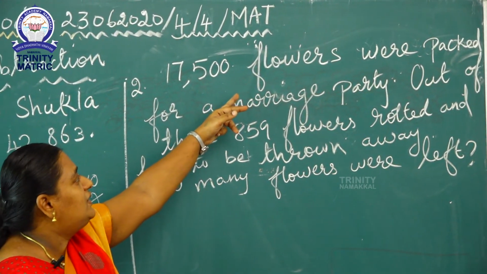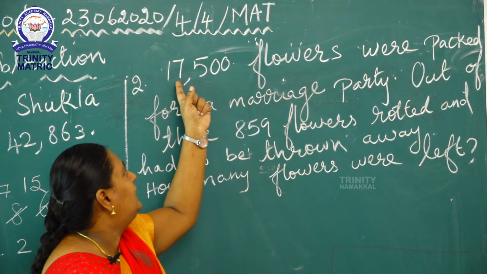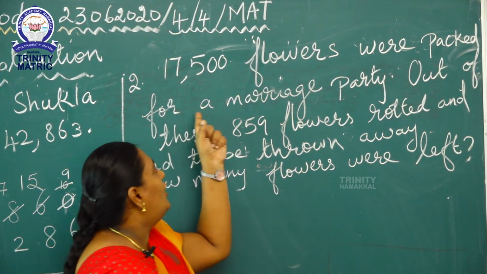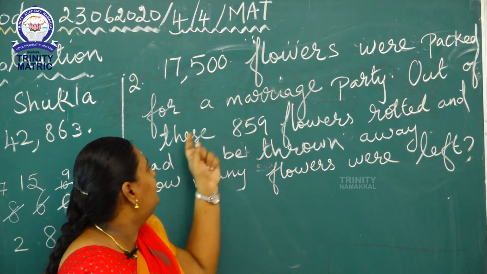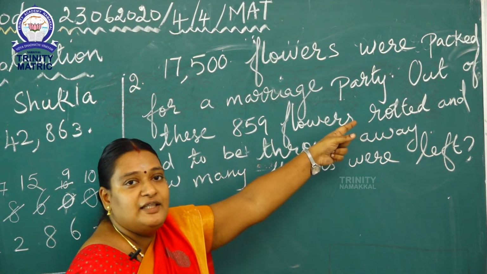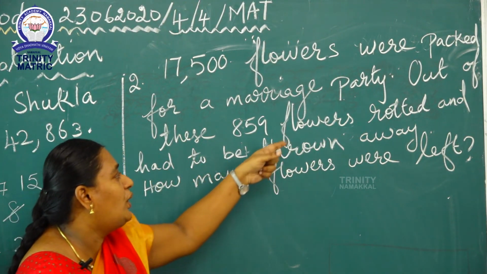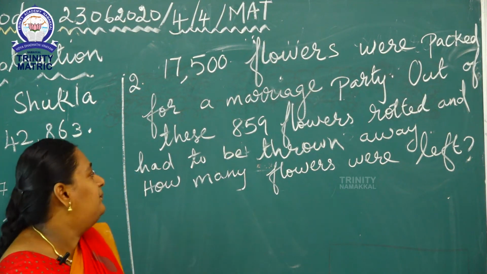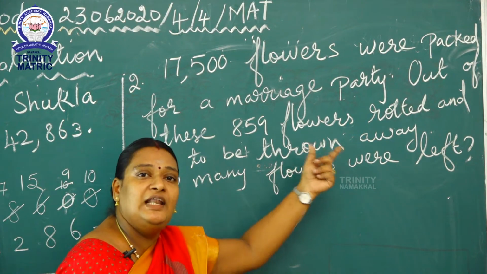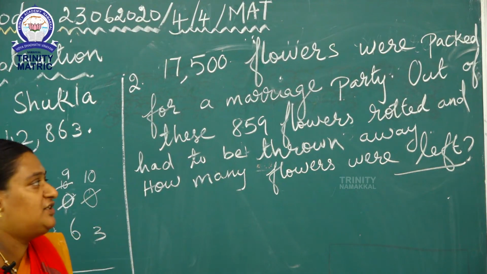17,500 flowers were packed for a marriage party. Out of these, 859 flowers rotted and had to be thrown away. Rotted means in Tamil, aligi poiru. How many flowers were left? So left means, I told you, a keyword of subtraction. Left means subtraction word problem.